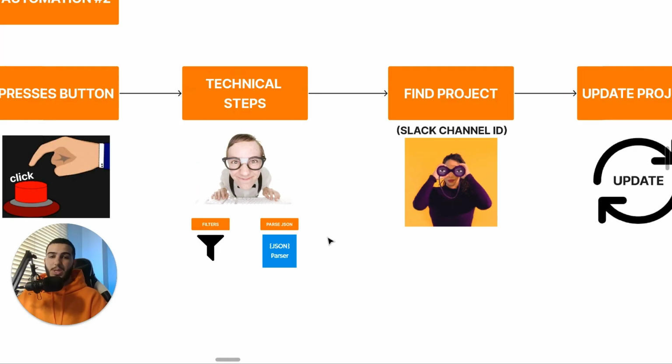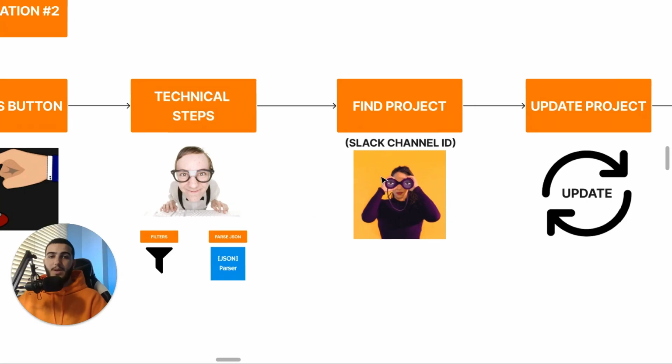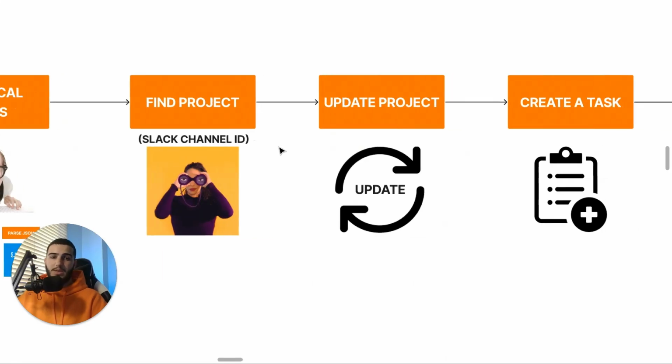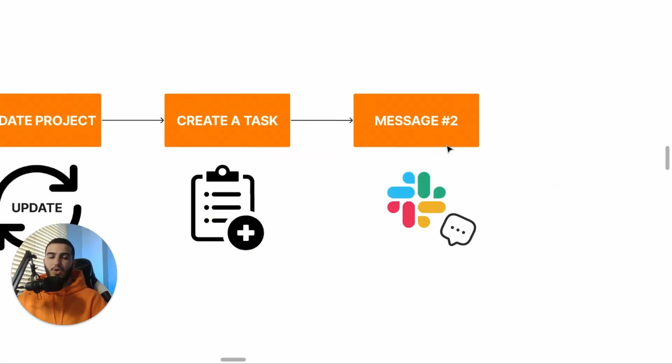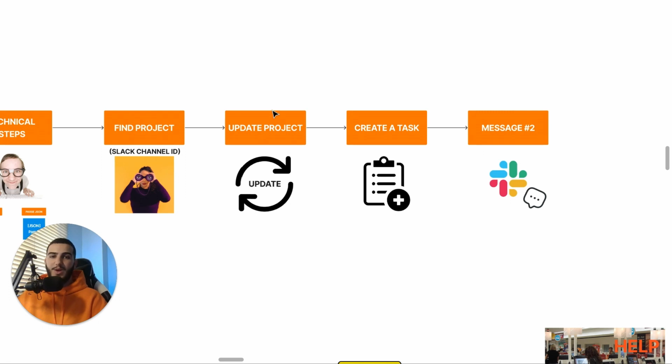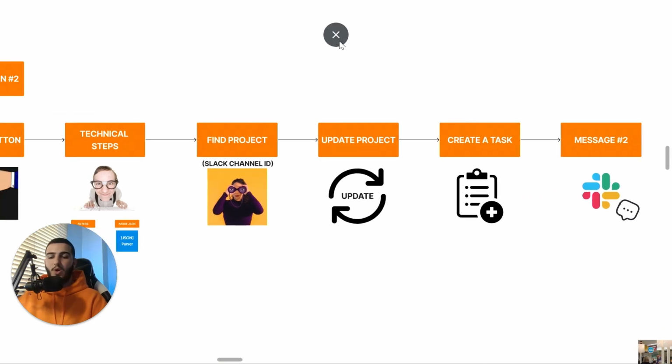Then we're going to parse the JSON. This just allows us to see different things from the Slack channel ID. Then we're going to use that parsed JSON to find that project using the Slack channel ID. We're going to update the project to the next stage. We're going to create a task for our team within our Airtable database, and then we're going to send another message to the channel with the next steps, following a similar kind of approach. If that sounds like gibberish, just skip forward for a couple of minutes and you'll be able to see us building this live. So let's go back to Make.